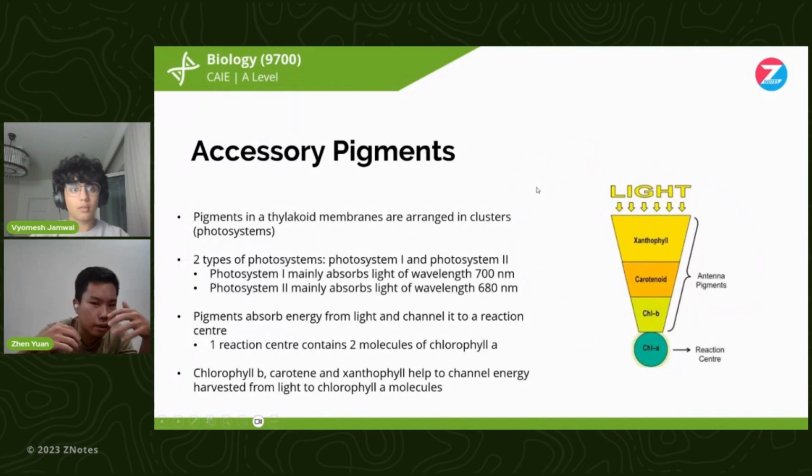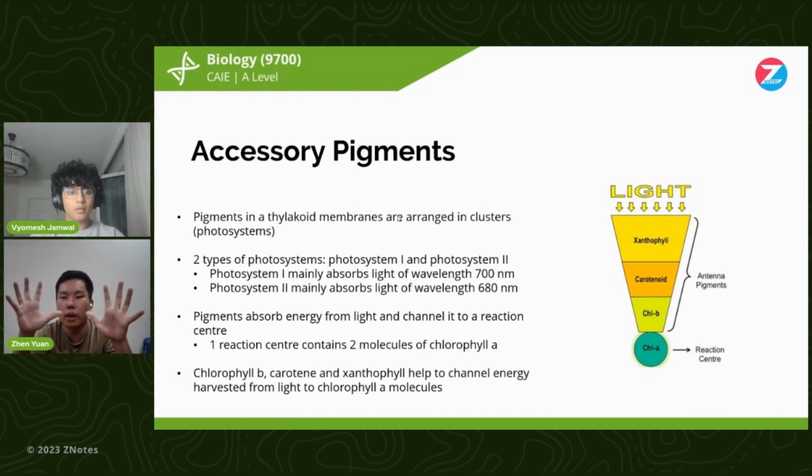So I've mentioned the word pigment before, right? So what are they? We'll take a look at accessory pigments. What are accessory pigments actually? Here are some examples. They're also called antenna pigments. They are xanthophyll, carotenoid, and chlorophyll B. These pigments in thylakoid membranes are arranged in clusters, as previously said, photosystems.